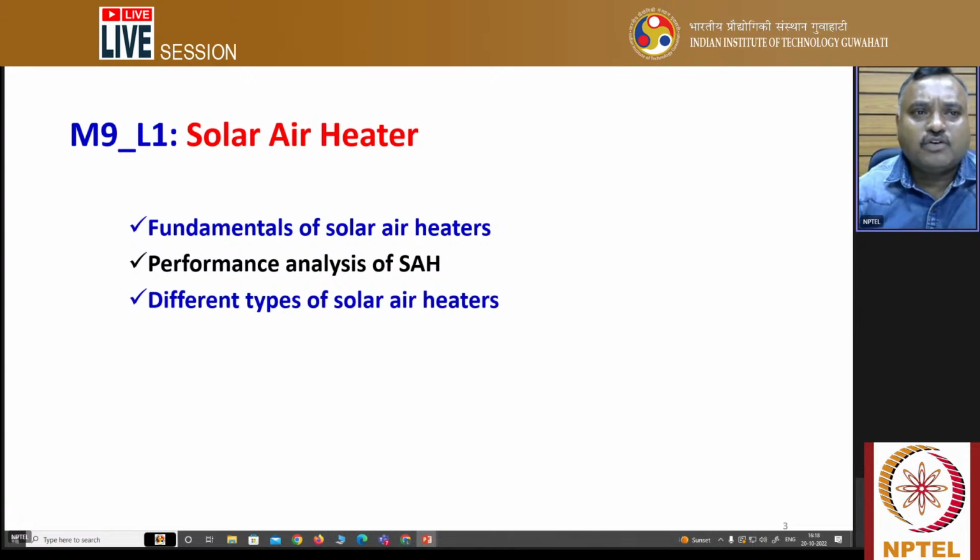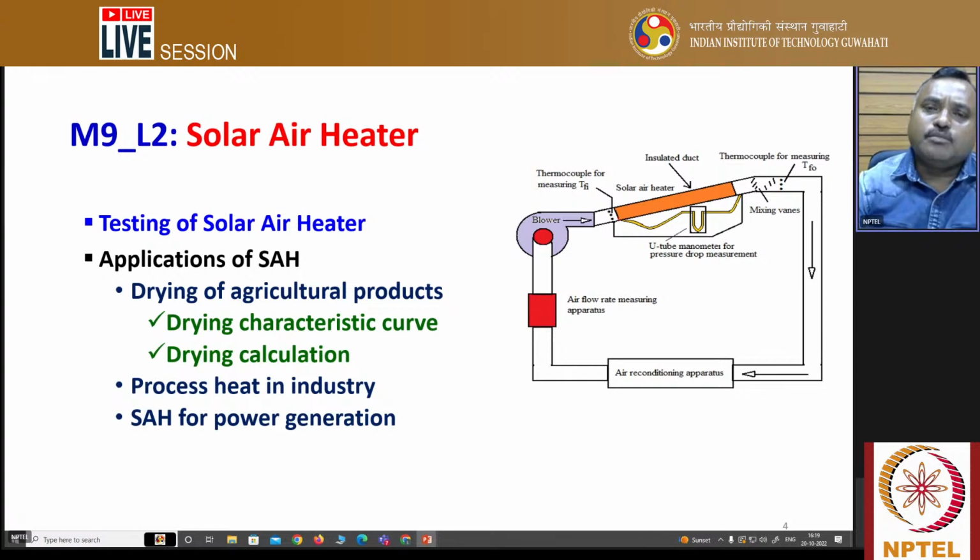In lecture 1 of module 9, primarily fundamentals of solar air heaters were discussed, followed by performance analysis and different types of solar air heaters, their importance, and how these solar air heaters can be employed for different applications. In lecture 2 of module 9, we discussed testing of solar air heaters.